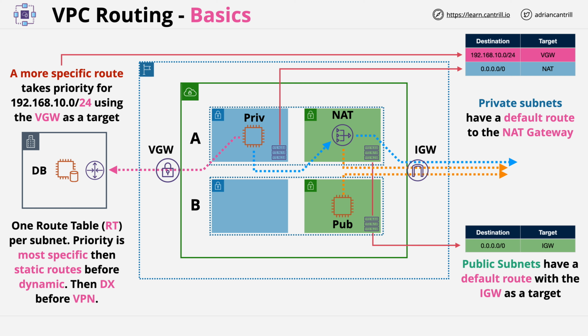So this is a pretty typical routing architecture: public routing via an internet gateway using a default route, private routing using a default route via a NAT gateway, and then access to on-premises networks using a more specific route and a virtual private gateway. But there are some situations where you might have to have something a little bit more complex, and let's look at that next.